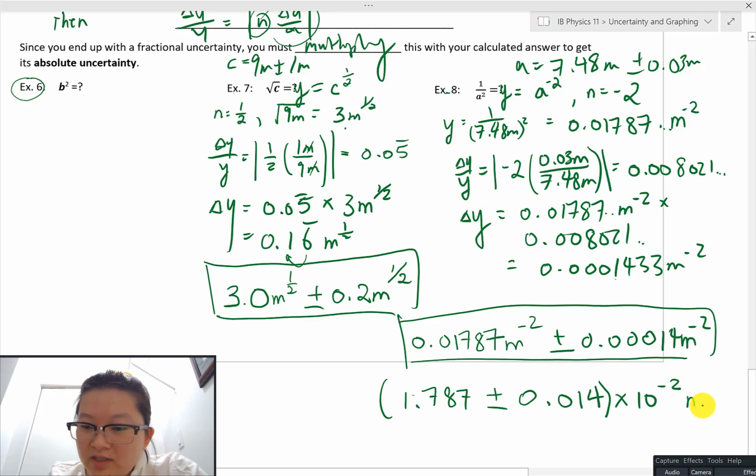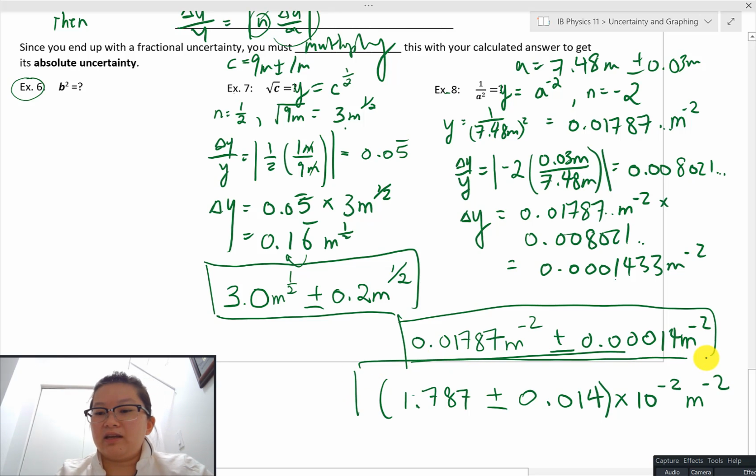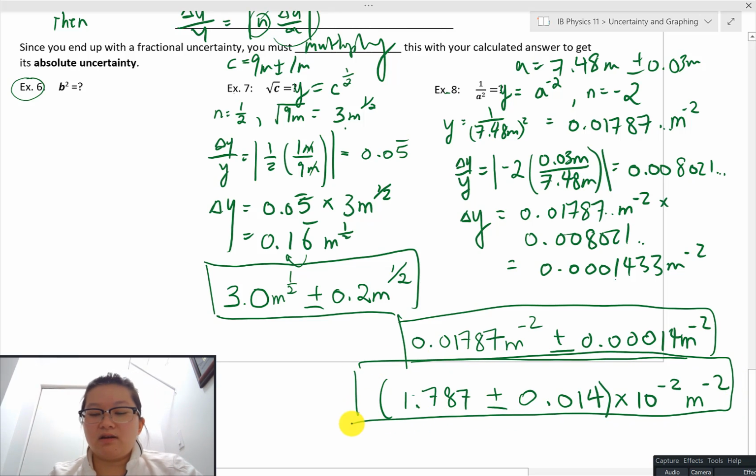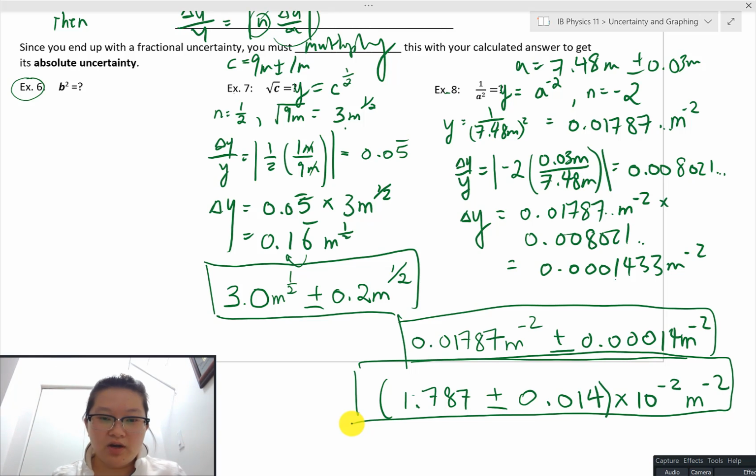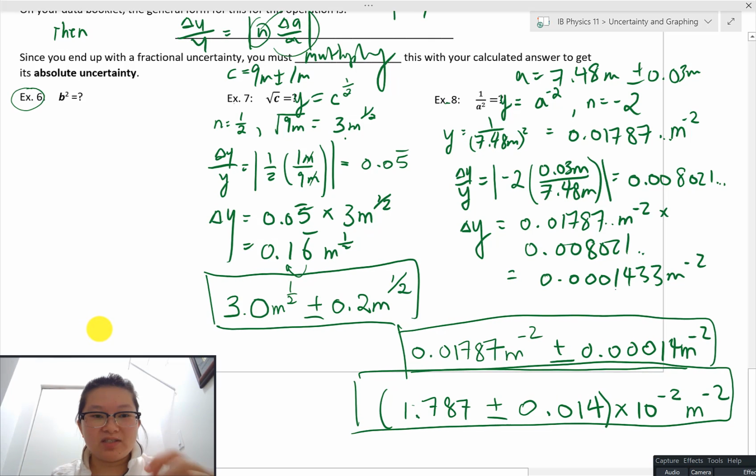Then I could have put the units in the front here. So then I could have written it like this if I want to write it in a more condensed form with scientific notation. Okay, wow, you went through all that. Good for you. Guess what? You get to do example 6.